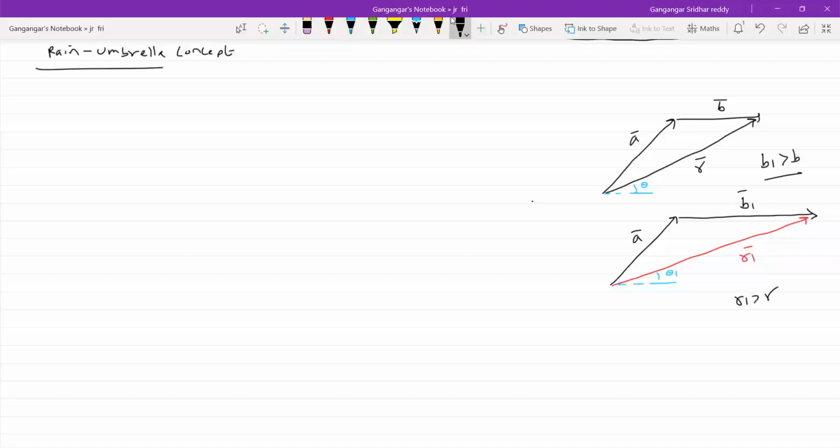So if the magnitude of any one vector I increase or decrease, what will happen to the magnitude of the resultant? It has to change. And what happened to the direction of the resultant? It should also change. Agree with this? So theta 1 is not equal to theta. Fine. So there's a vector diagram.